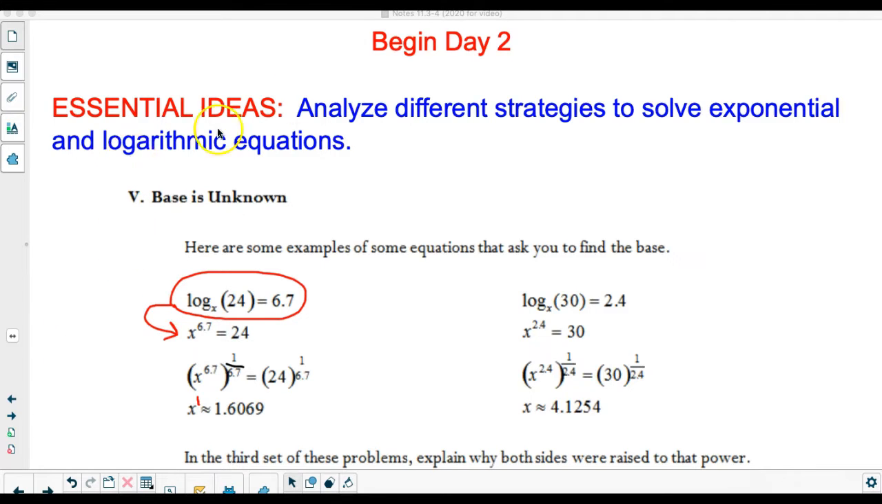Picking up where we left off yesterday, our essential idea is still to analyze different strategies to solve exponential and logarithmic equations. We did almost all the exponential examples yesterday, and a few logarithmic ones. Today, we're first going to tackle what happens if the base is unknown. There's a couple examples here.